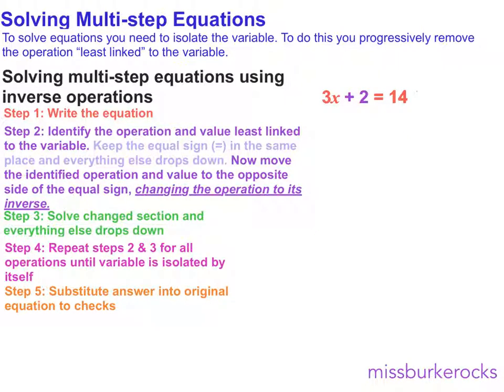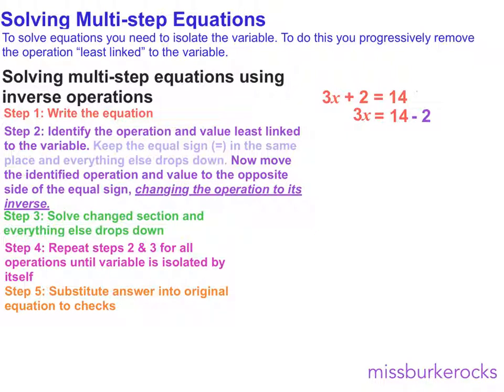Our equal sign will be kept in the same position and everything else drops down. So our equals 14 drops down, our 3x drops down, and we move our identified value and operation to the opposite side of the equal sign. Now as we do that, we need to remember that we need to change it to the inverse operation. So it comes from a plus 2 to a subtract 2. So we now have 3x equals 14 take 2.